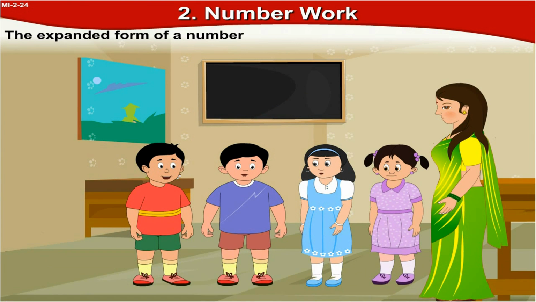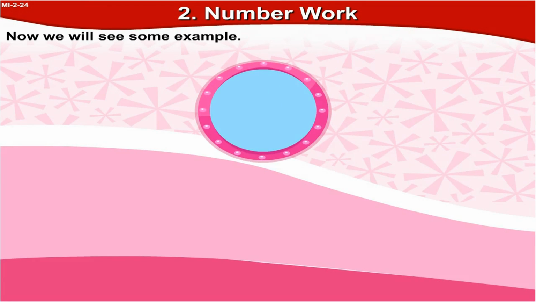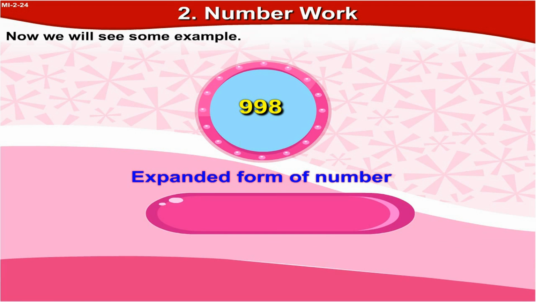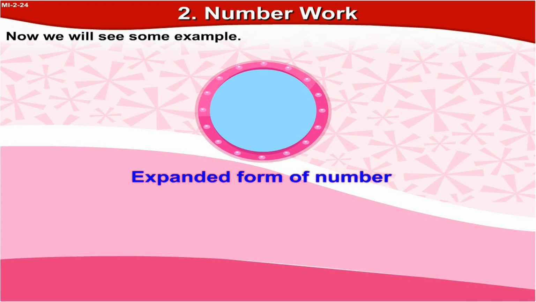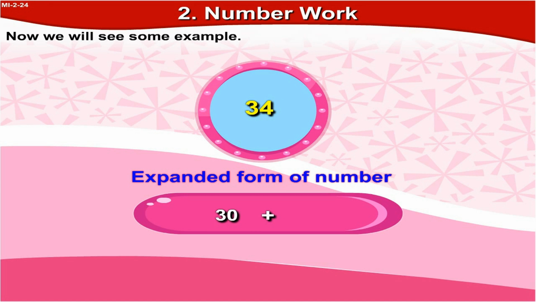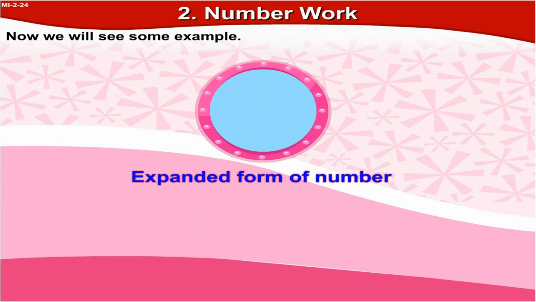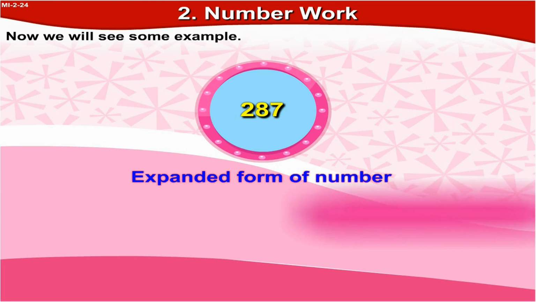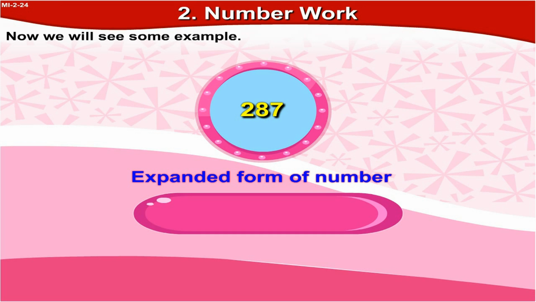Now children, let us write the expanded form of the following numbers. Let us take an example, 998. You can write it as 900 plus 90 plus 8. Now another example, 34. 34 is equal to 30 plus 4. Well, to make it more clear, let's take another example. 287. You can write it as 200 plus 80 plus 7.